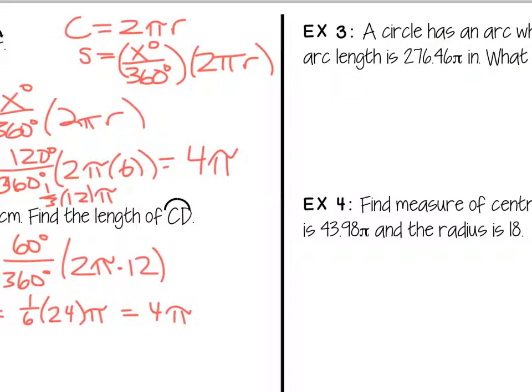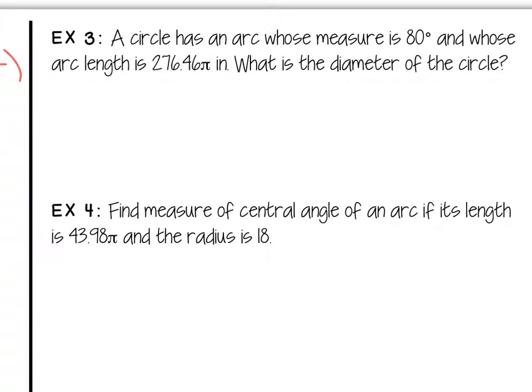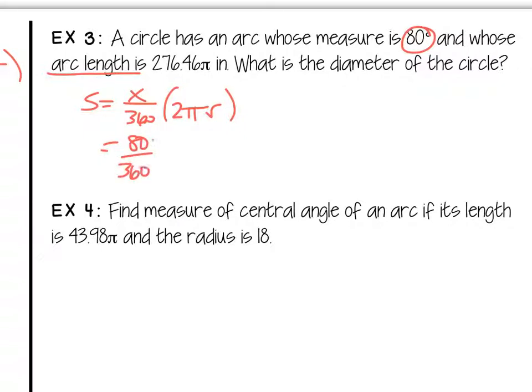Sometimes we get stuff and we have words in math, and we have to think about what we are given. So I'm going to write my formula because I see arc length here. So S equals x over 360 times 2 pi r. It says a circle has an arc whose measure is 80 degrees. So I know x is 80. And whose arc length, so arc length, this needs to go on the left side, 276.46 pi. I just realized I'm not writing tiny enough.